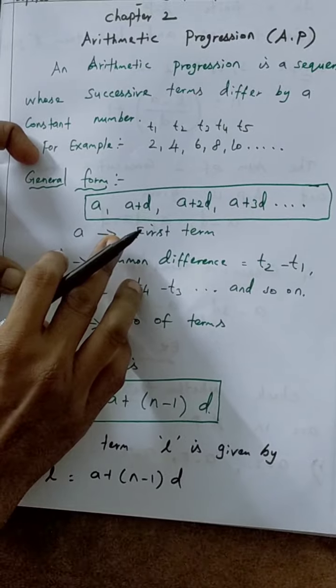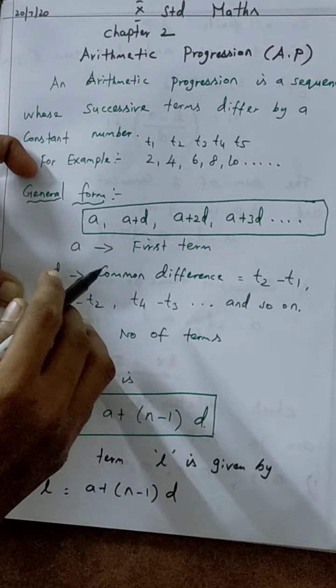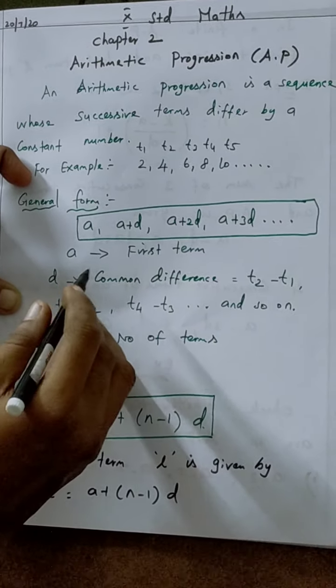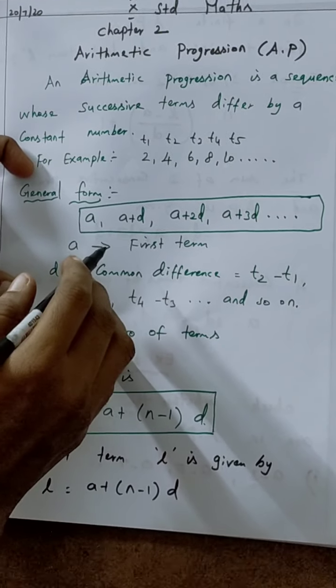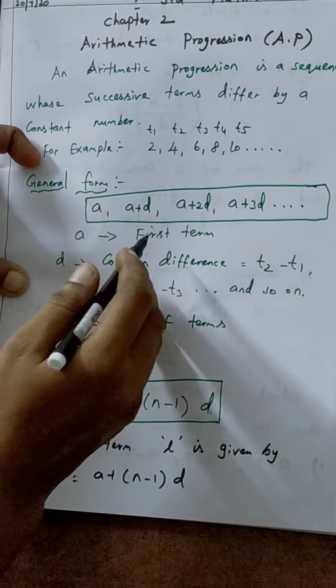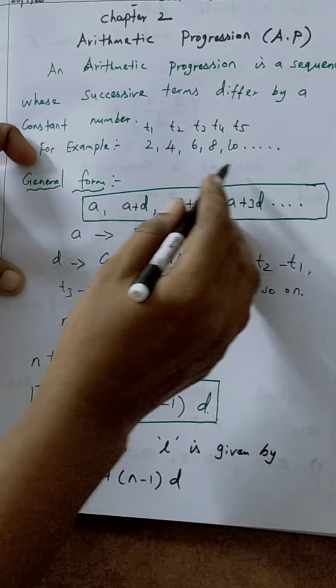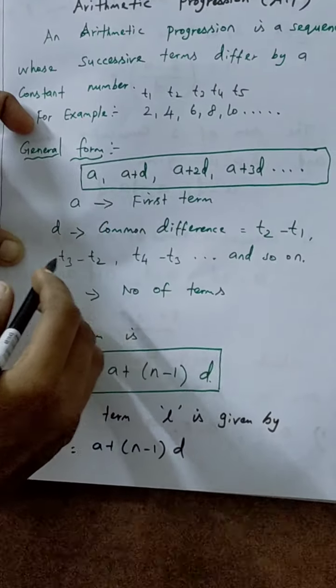There are two types, which we already learned in the previous class. The first type is a finite sequence and the second one is an infinite sequence. Finite means a limited number of elements is given for the finite arithmetic progression. Infinite arithmetic progression means an unlimited number of elements are given.